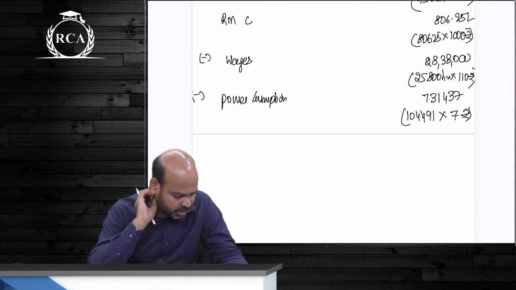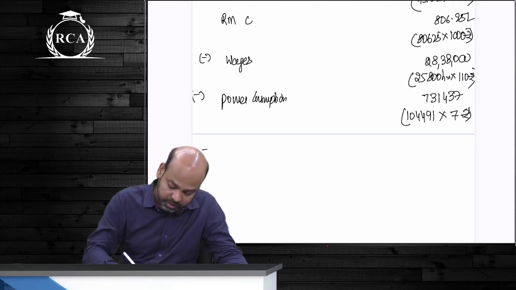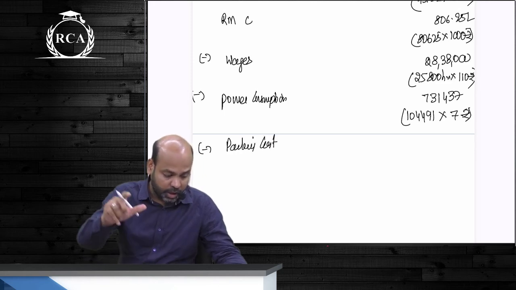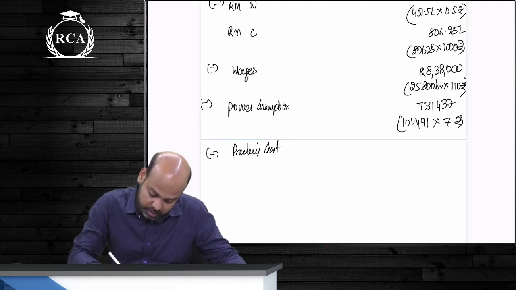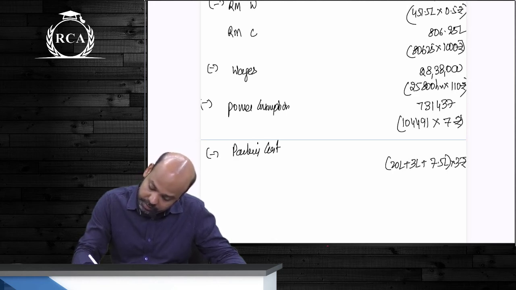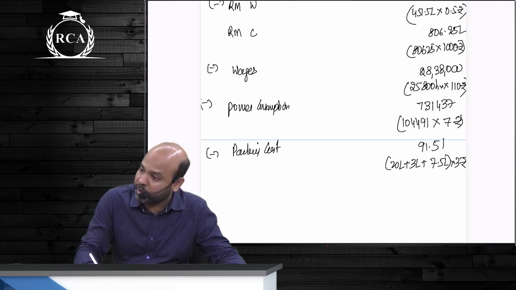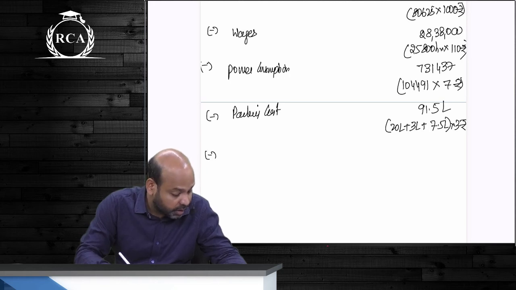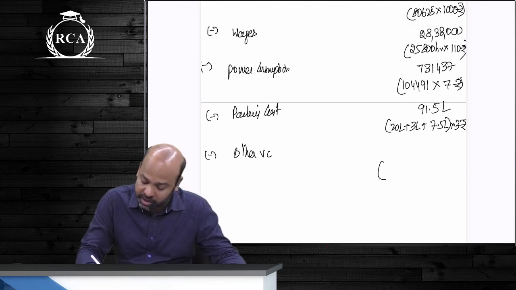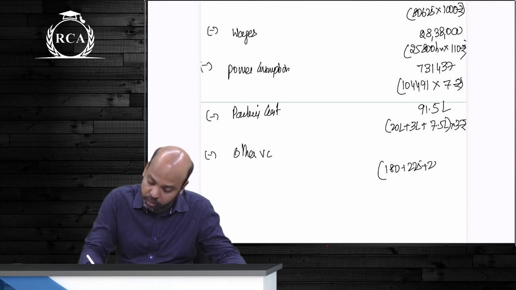Now what is next, beta? Packing and other variable cost guys. How much is the packing cost guys? You can add all the bottles guys. 20 lakh bottles plus 3 lakh bottles plus 7.5 lakh bottles into 3 rupees. 91 point. Then beta, this other variable cost is per batch guys. Add the number of batches. First one is 180 plus 225 batches plus into 30,000.